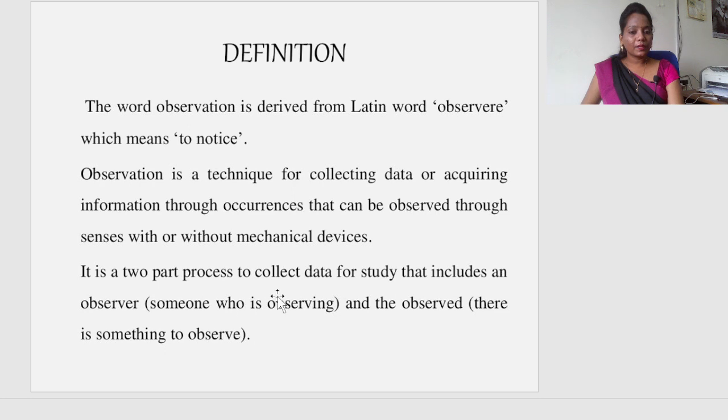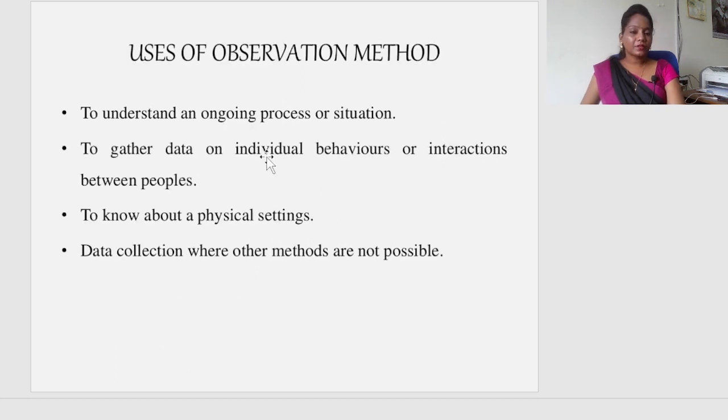It is a two-part process to collect the data for a study. That includes an observer. Definitely, an observer should be there, someone who is observing. And then there is something observed, something to observe. So those are the two compulsory things when you want to use the observation method.